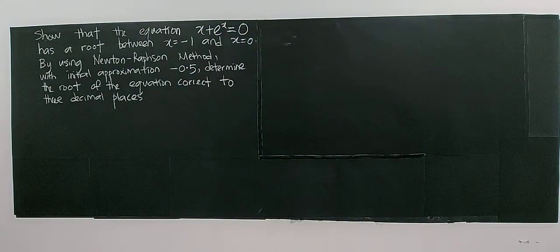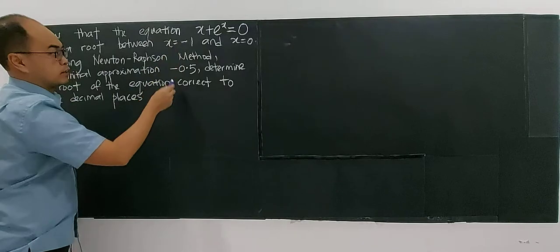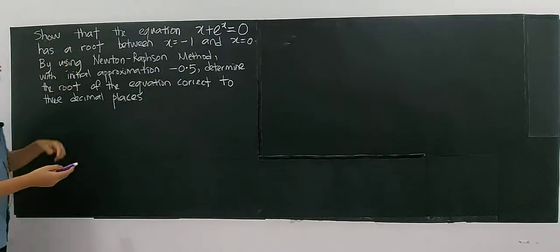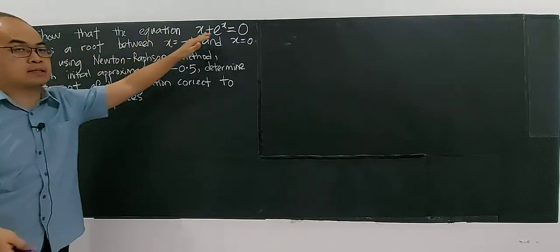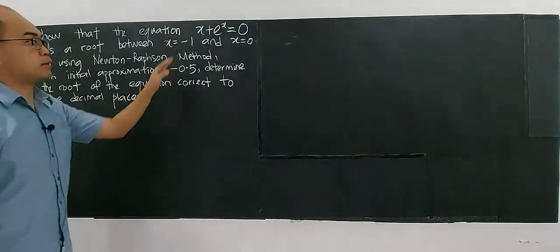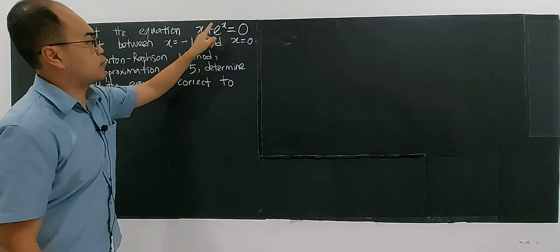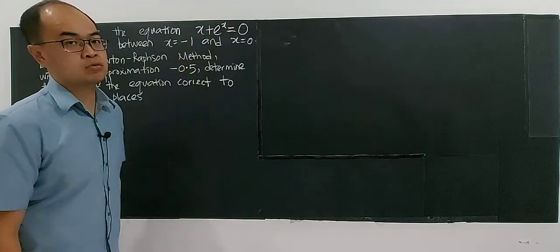We can observe this by looking at the change of sign of the function. So in this video I'm going to repeat that again. What is the method of finding the roots for this equation? The question says, show that the equation x plus e^x equals 0 has a root between these two values, where a root means a value of x that causes this to equal 0.